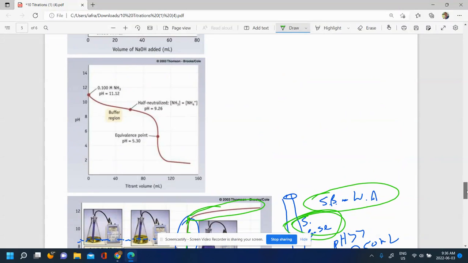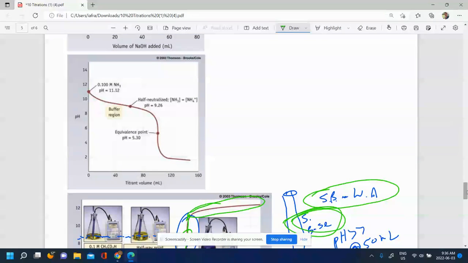How is that different from the other titration curves we've seen? Well, here we have a titration curve where we have an equivalence point that is less than 7. So I look at that and I say, oh, this is an equivalence point that's less than 7. So when I see an equivalence point that's less than 7, what that means is that I must have had a strong acid and a weak base instead.